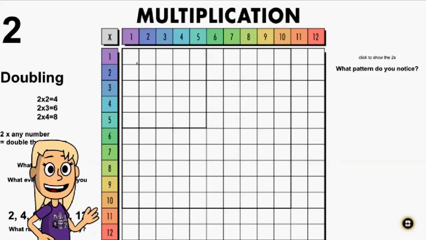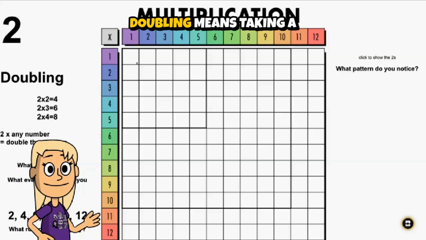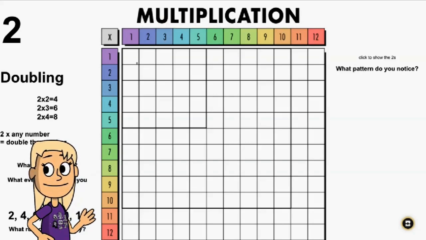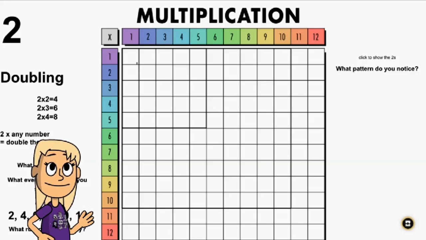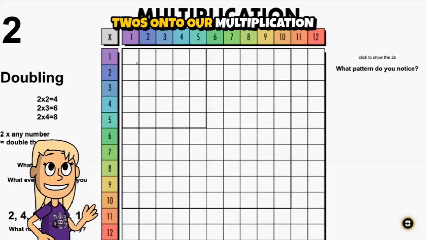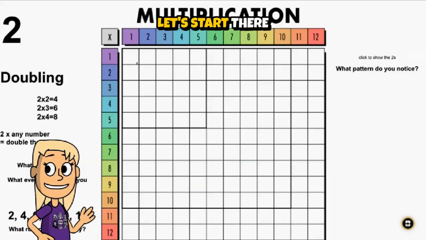Doubling is an easy addition process. Doubling means taking a number and adding it to itself. For example, if you have the number 2 and you want to double it, you would do this. Let's put all our 2s onto our multiplication chart. Let's start there.